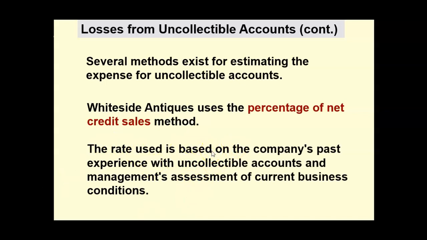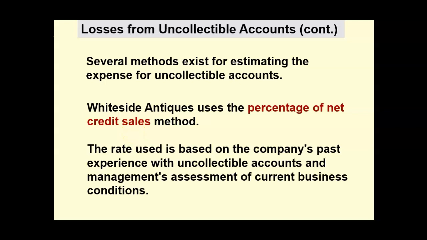So we're asking ourselves, what portion of our credit sales in the past became uncollectible? Was it 1%, 5%, 10%? But based upon historical information, we can estimate what's known as our uncollectible accounts expense. So we have a method called the percentage of net credit sales method.